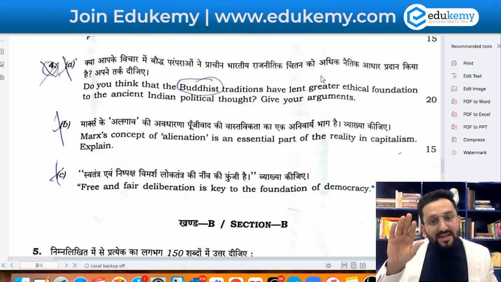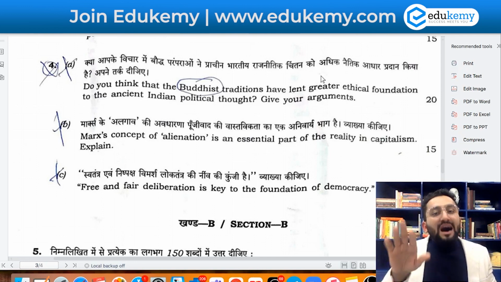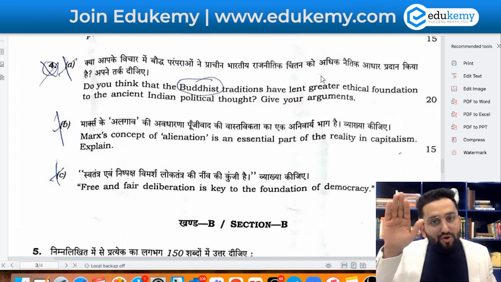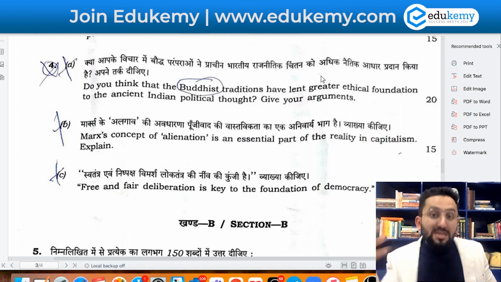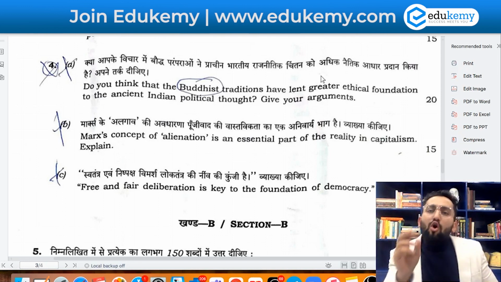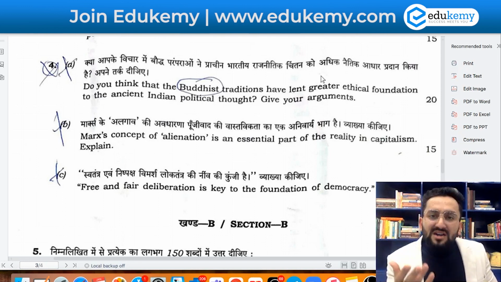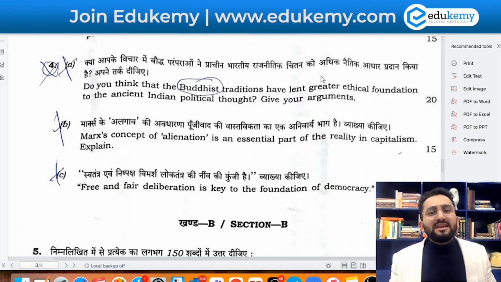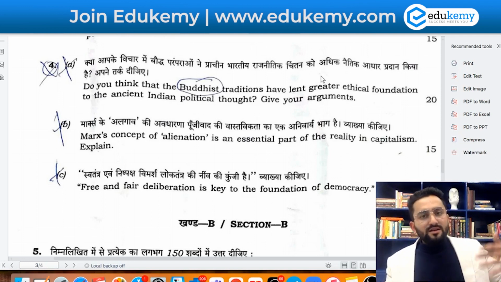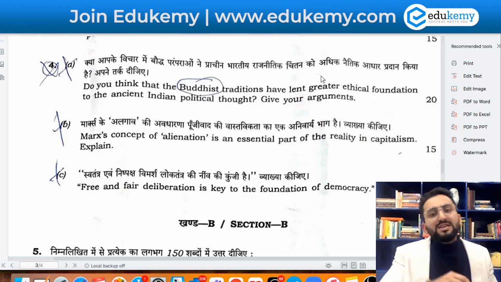So in our answer expression we have to bring out the contribution, that these are the ethical standards which are projected in this manner. Along with this, you also should have a comparative flair, a comparative nature of giving argument in your answer, where you compare that Dharmashastra, Kautilya are also components, but the Buddhist tradition we can consider greater for this reason.